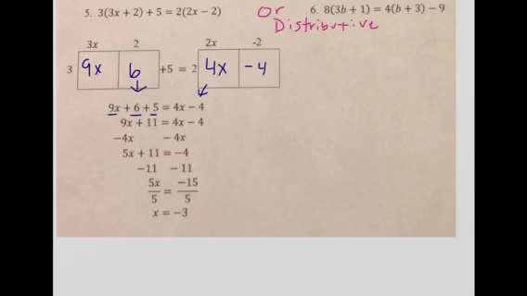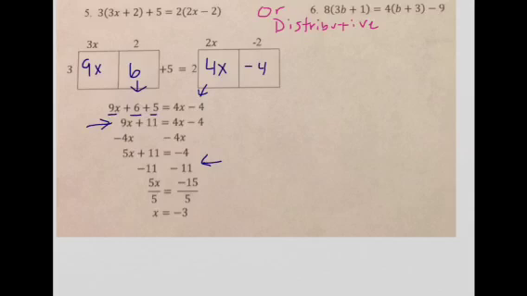So now I have 9x plus 11 is equal to 4x minus 4. I'm going to go ahead and zero pair out my negative 4x so that I can have all my x's on the left. That's going to give me 5x plus 11 is equal to negative 4. Now I'm going to go ahead and zero pair out my negative 11. So now I have 5x is equal to negative 15. Divide by 5, divide by 5, I'm going to get x is equal to negative 3.